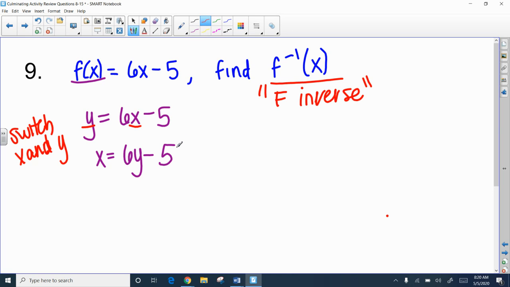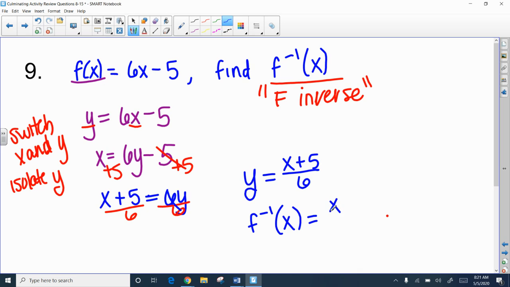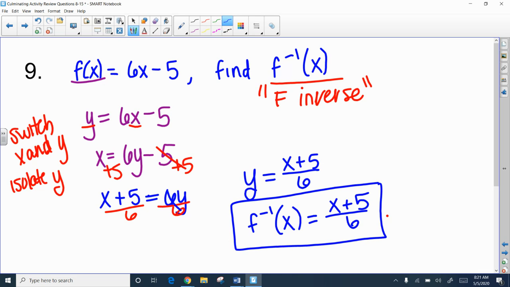Now, these are technically inverses, but we want this in the correct notation. So now we want to isolate the y or get the y by itself. So to get the y by itself, I would first add 5 to both sides. So we have x plus 5 equals 6y. And then I have to divide by 6 to get the y by itself. And so we end up with y equals x plus 5 all over 6. Now, the correct notation we would use would be this function notation, f inverse of x equals x plus 5 over 6. And that's our inverse function.